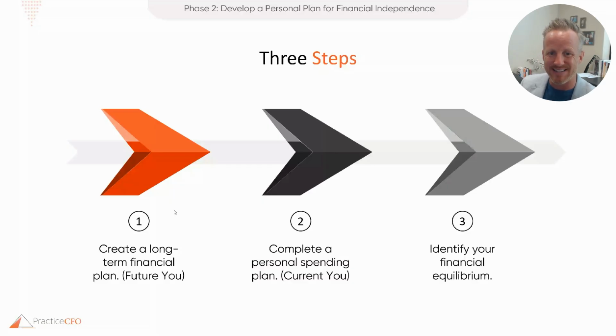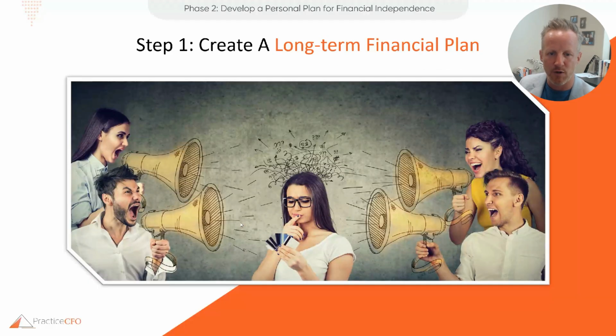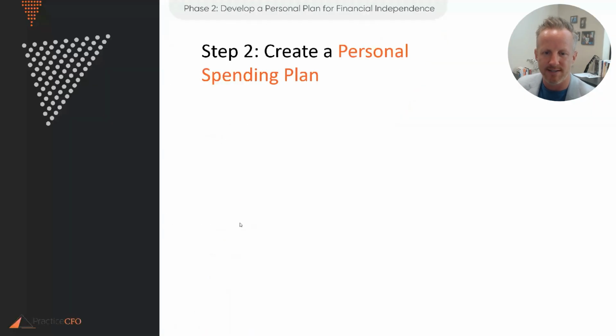Today we're going to talk about the second step, which is completing a personal spending plan, which is really financial planning for you today, how you spend your money today. And then number 3 is identify your financial equilibrium. We'll see if I get to that in this episode or make that a separate episode. So let's dive into step 2, complete a personal spending plan. How do we plan for the current you today?